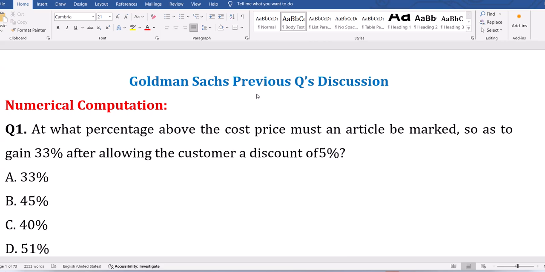So we are discussing previous questions which are given in Goldman Sachs. So let's see the first question. And here we are entering into numerical computation.